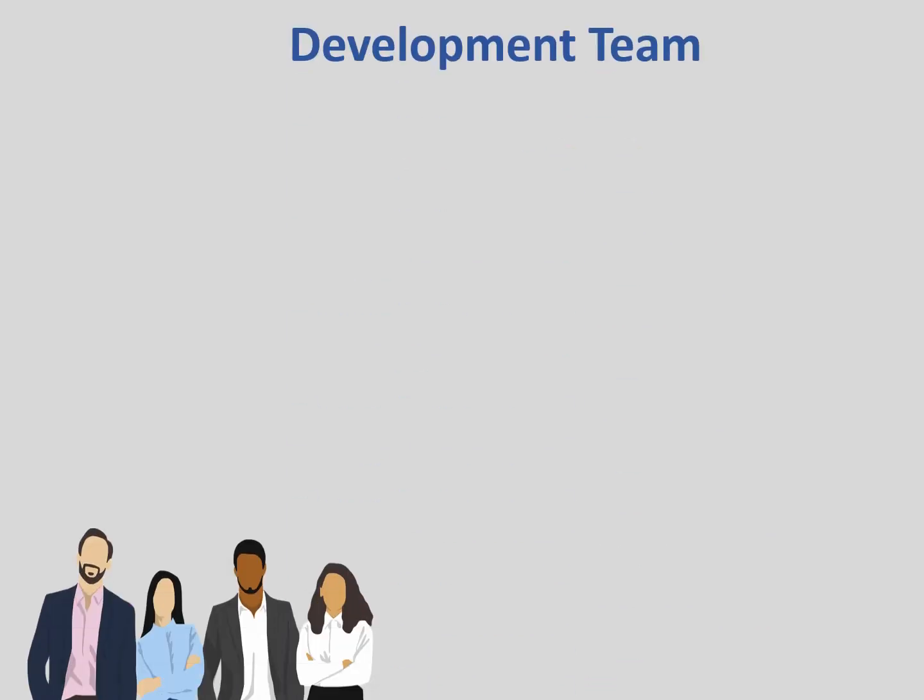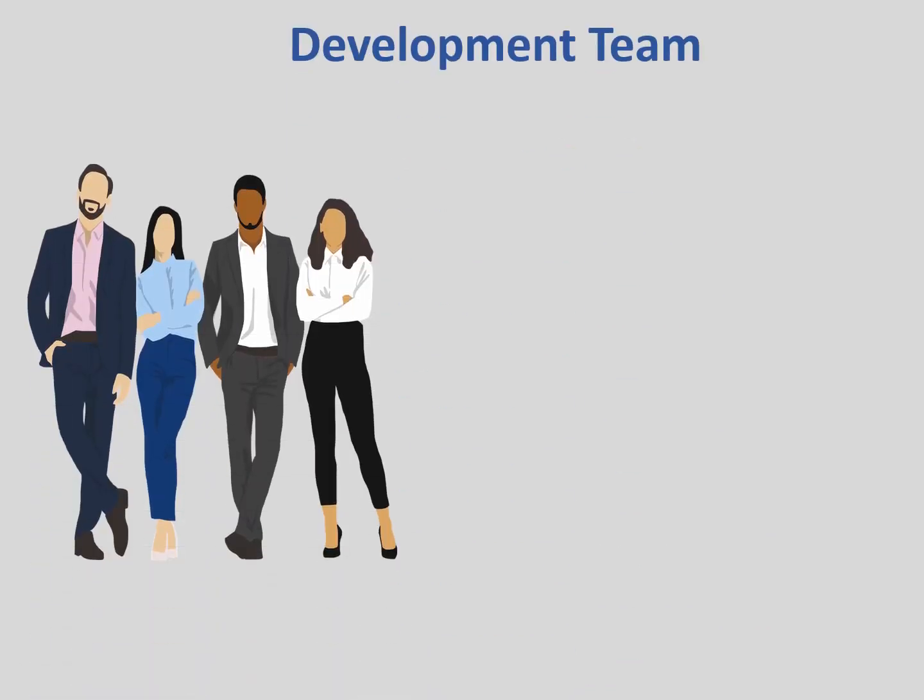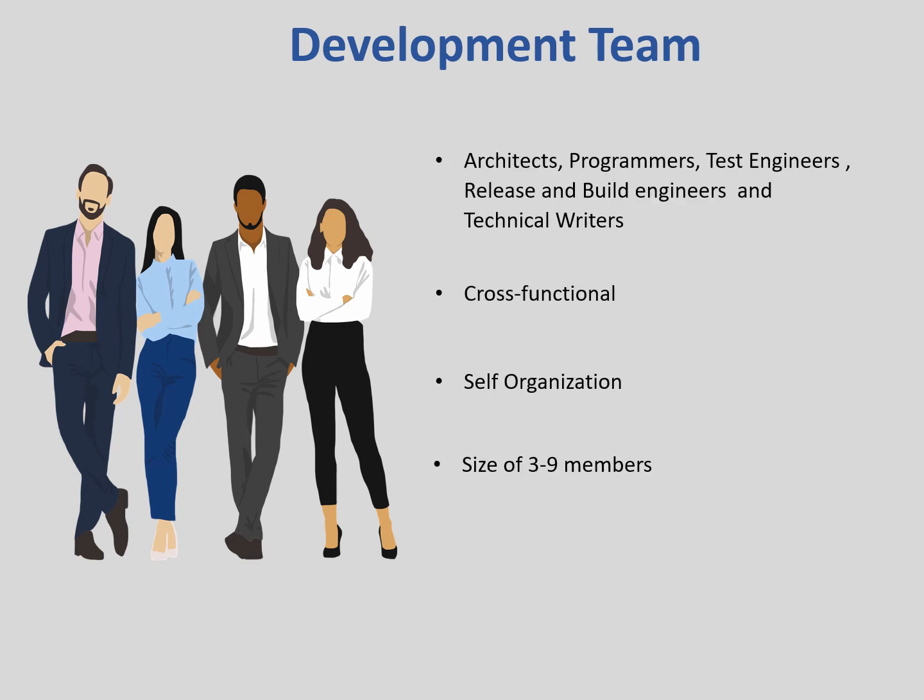Let's look at the development team in more depth. Development team is a collection of individuals working together to develop and deliver the requested product. The development team comprises cross-functional members who are capable of achieving the sprint goals. This could include architects, programmers, test engineers, release and build engineers, and technical writers. The development team includes all the expertise necessary to deliver the potentially shippable product each sprint. The development team is self-organizing with a very high degree of autonomy and accountability.